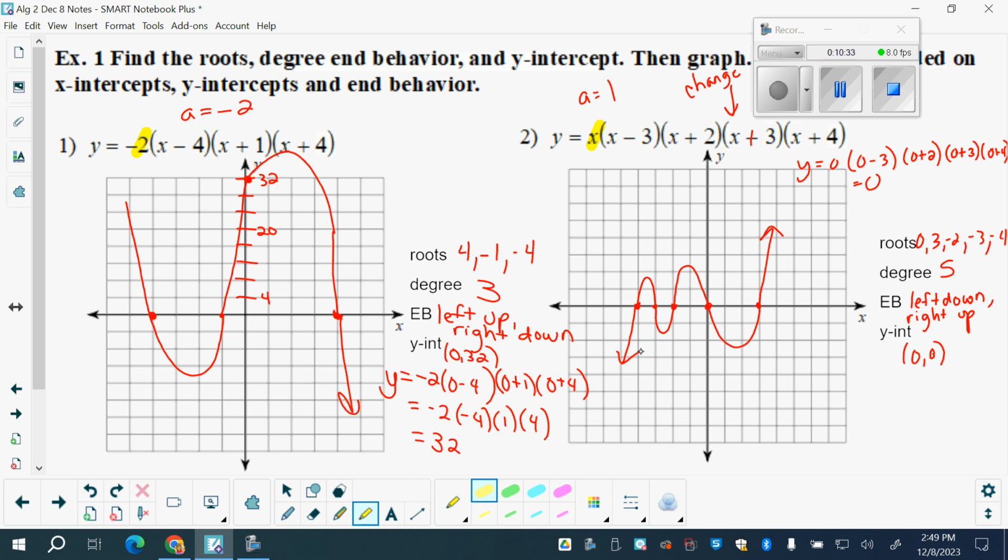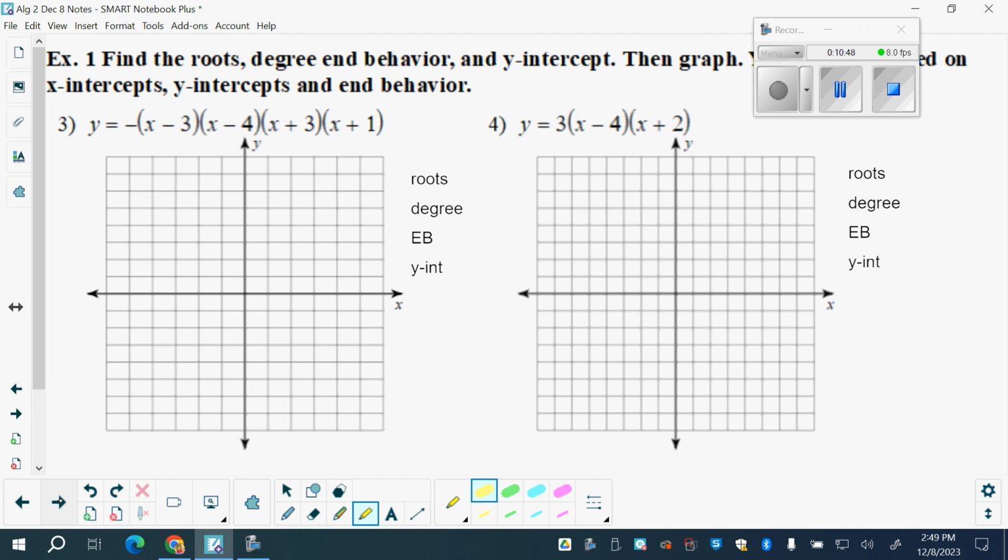Okay, let's go on to number 3. Anybody still looking at this here? Hey, number 3. What are my roots for number 3? Let's see. Alina, what are my roots? And so what would my degree be, Kylie? Yes, 4. Questions on how she got 4?